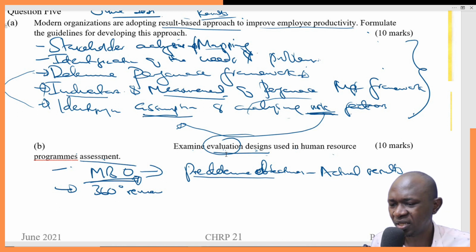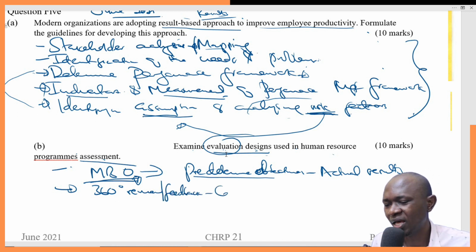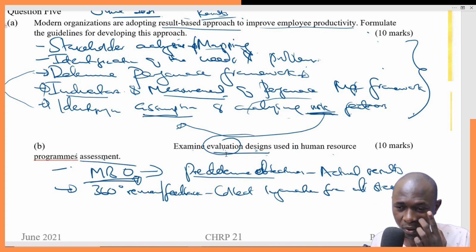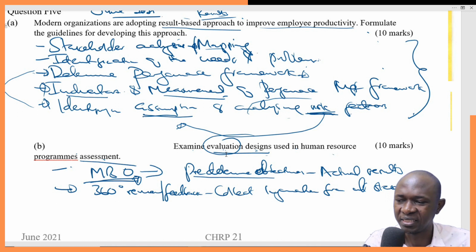So you can say 360-degree review or feedback. And this is where we collect information from all stakeholders, so they will tell us whether we are doing well or if we are not doing well. It's one of the ways of evaluating, and it will help us assess the effectiveness of our programs.